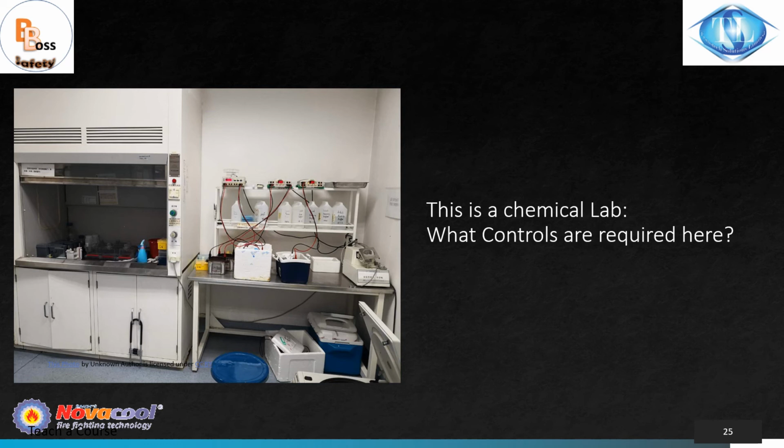Okay, a chemical lab should have chemicals, so maybe we cannot always eliminate or substitute. We may substitute, but there will be chemicals in the chemical lab. Now we should think, what is next? Isolate, design, administrative, and PPE. For example, where are the labels and warning posters? There's none of them on the walls here.